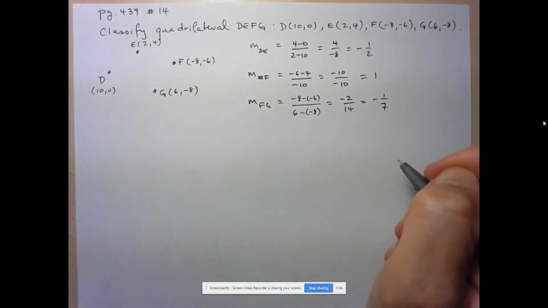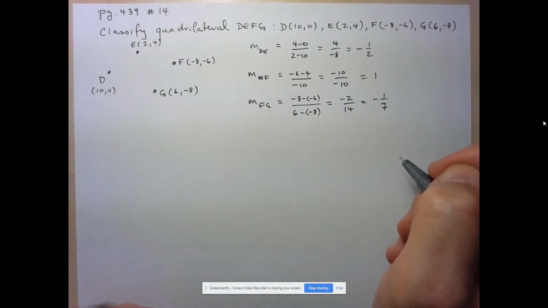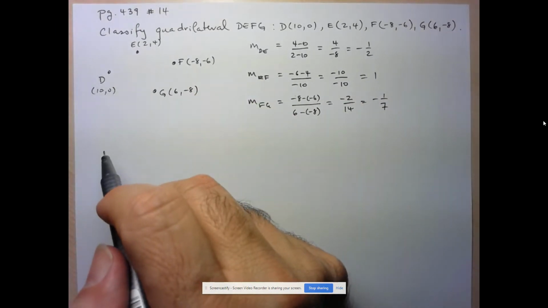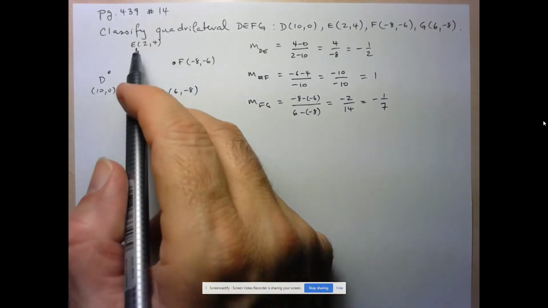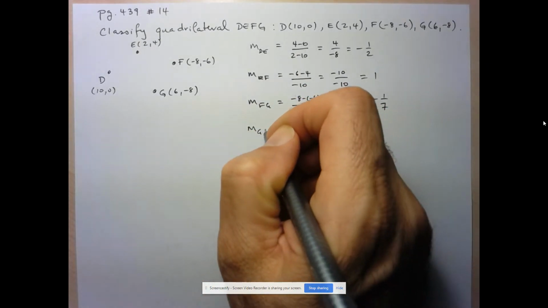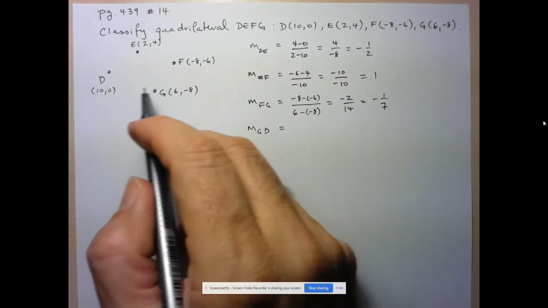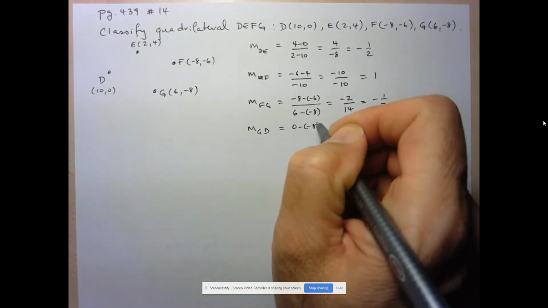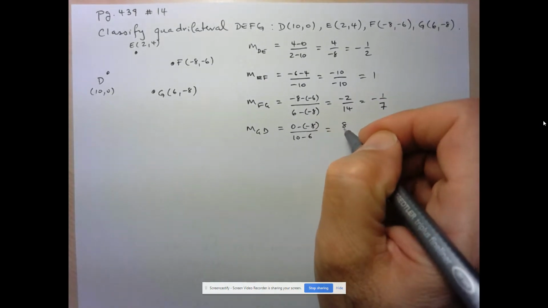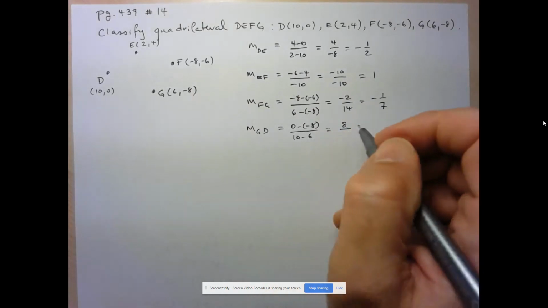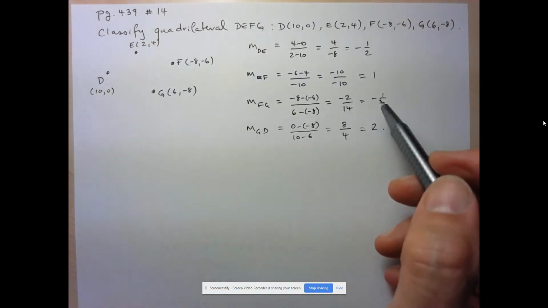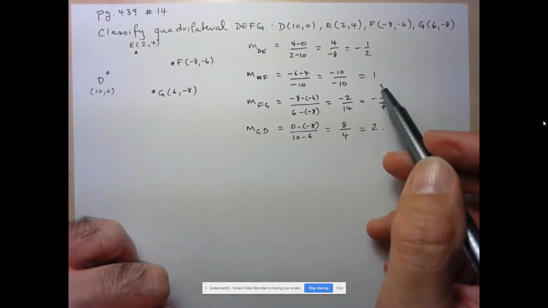All right, so right away I can see that this is not going to be a parallelogram because I see that these opposite sides are not parallel. But again, that could still be a trapezoid if these two are parallel. So let's see what happens here. The slope of GD is equal to 0 minus negative 8 over 10 minus 6. So what do we have? We have 0 plus 8 over 10 minus 6, which is 4. So that's equal to 2. So again, no opposite sides that are parallel. So this is not a parallelogram.